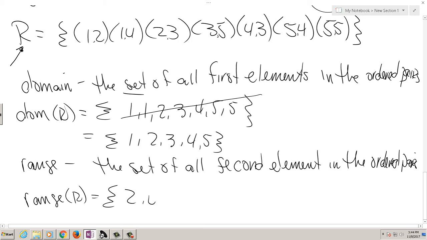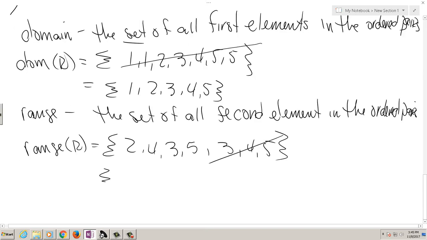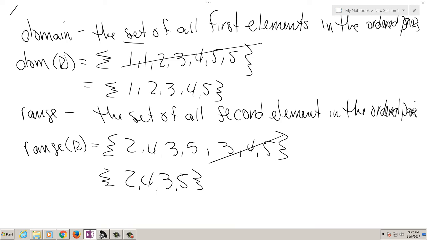I see a 2 and a 4 and a 3 and a 5. I also see a 3, a 4, and a 5. But what do we know about duplicate elements? The 3, the 4, and the 5 are already present in the range, which means all I really need is the 2, 4, 3, and 5. As I'm listing elements in a set, the order of the elements themselves doesn't matter. So if I felt the need to make sure that these were sequential in nature, I could change it to 2, 3, 4, and 5. But this is an acceptable representation of those.